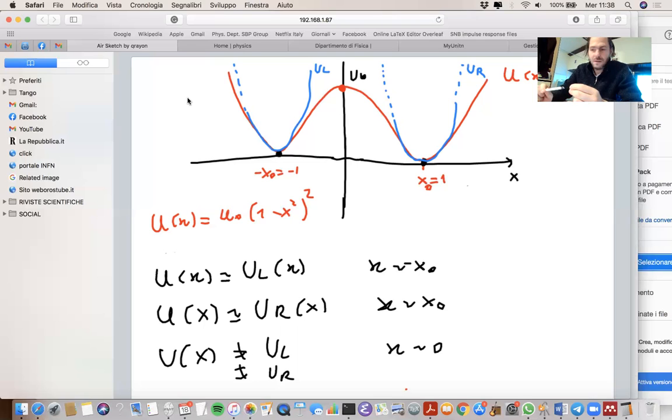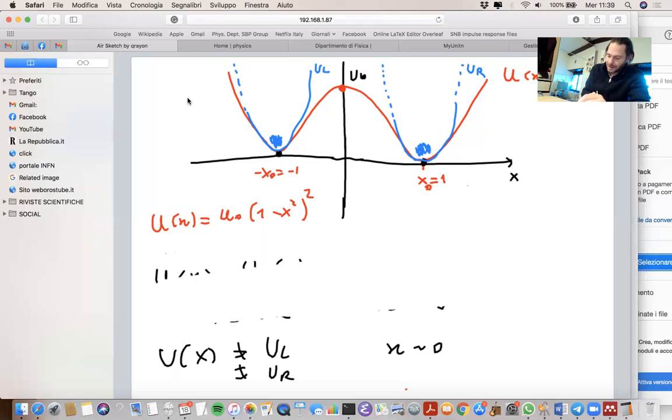But based on this observation, I might say, okay, in the ground state, the wave function should be large either here or here, because that's where the potential is smallest. So that's where usually you find the particle, in the regions of low energy, right? And I know the ground states for both of them.